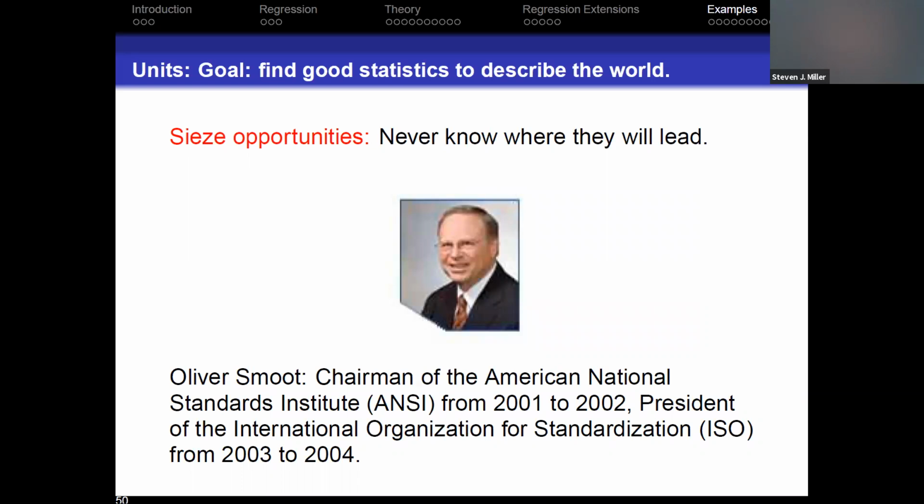Now, why am I talking about all this? Well, the story has a very interesting ending. You want to seize opportunities, you never know where they will lead. So Oliver Smoot, the student who was used as the unit of measurement, eventually became the chairman of the American National Standards Institute and the president of the International Organization for Standardization. You want to have compelling stories. You want to have ways to get yourself noticed.